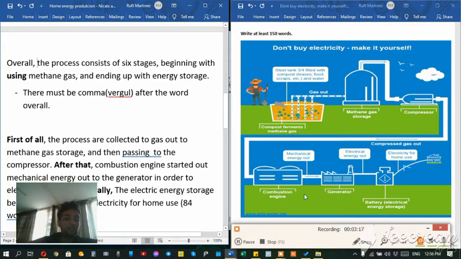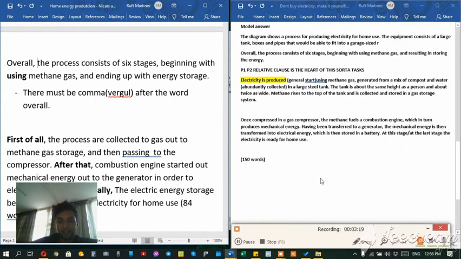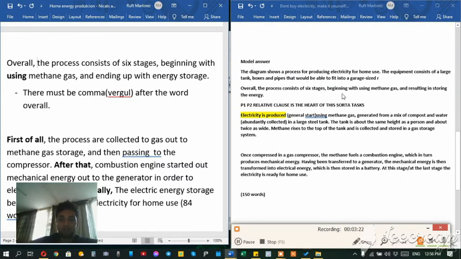Or it begins with generating methane gas. Here, the process consists of 6 stages, beginning with generating methane gas. Writing here, generating methane. You generate energy, you don't create energy, you generate energy. Methane gas, and resulting in storing the energy. So ending up with energy storage is okay.